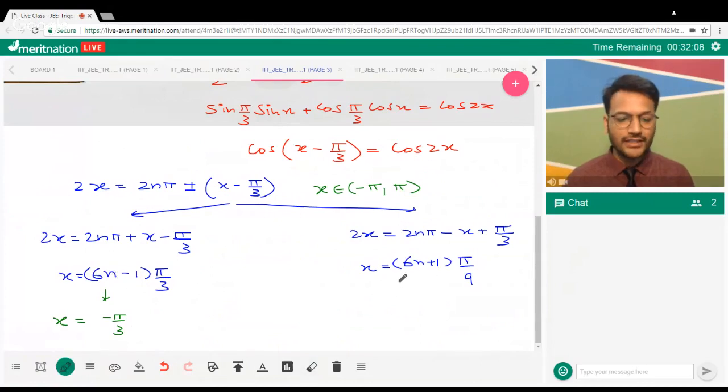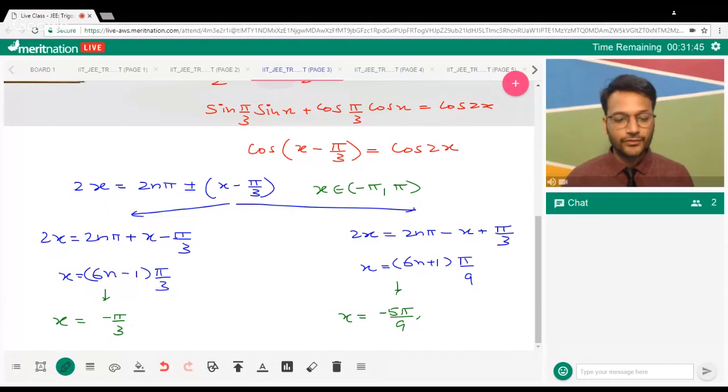Similarly, if I talk about this from here, we can have what values? x is equal to minus 1, for instance. 6 minus 6 plus 1 is minus 5. Minus 5 pi by 9 is a value which is less than pi, right? 5 by 9 is a number which is a fraction less than 1. So that is included.